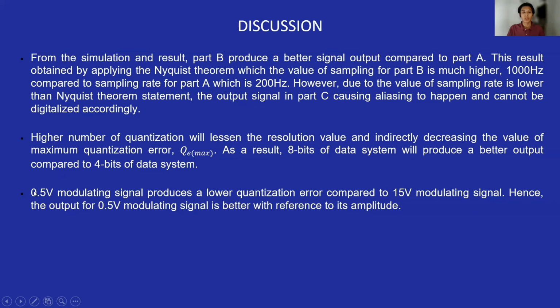Last but not least, for the modulating signal, the 0.5 volt modulating signal produces a lower quantization error compared to the 15 volt modulating signal. Hence the output for the 0.5 volt modulating signal is better with reference to its amplitude.